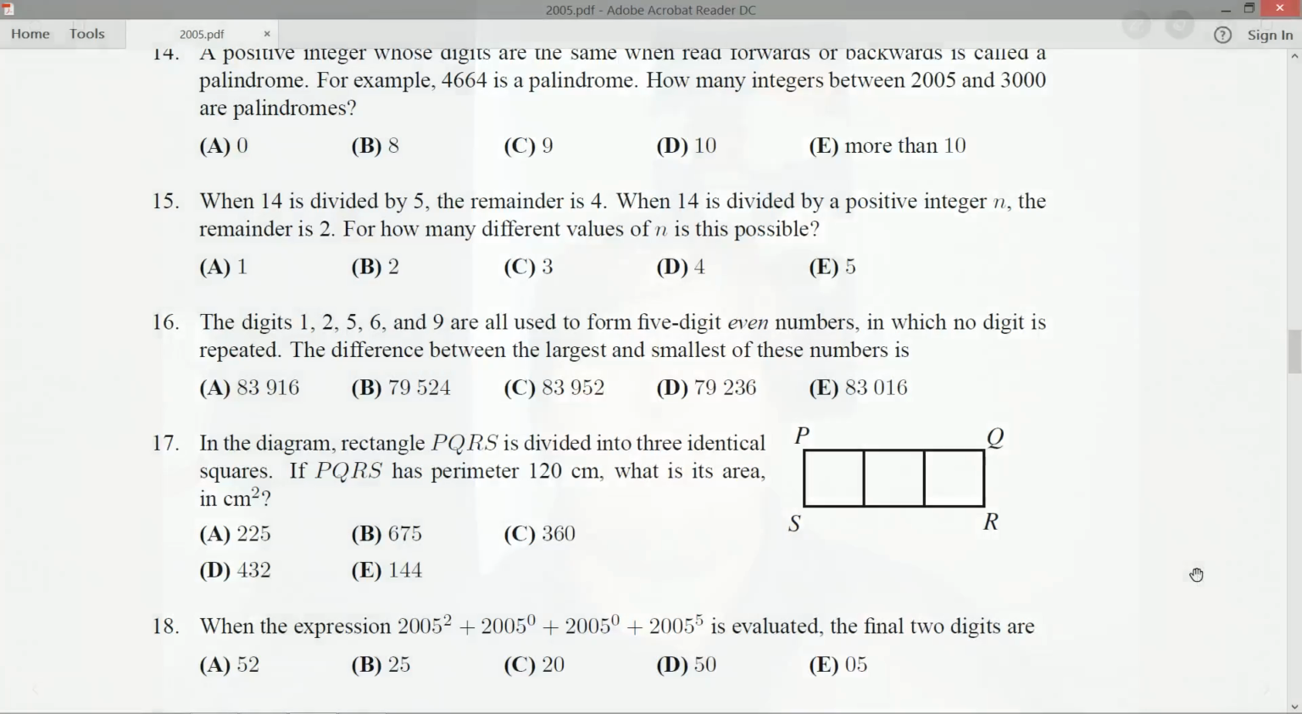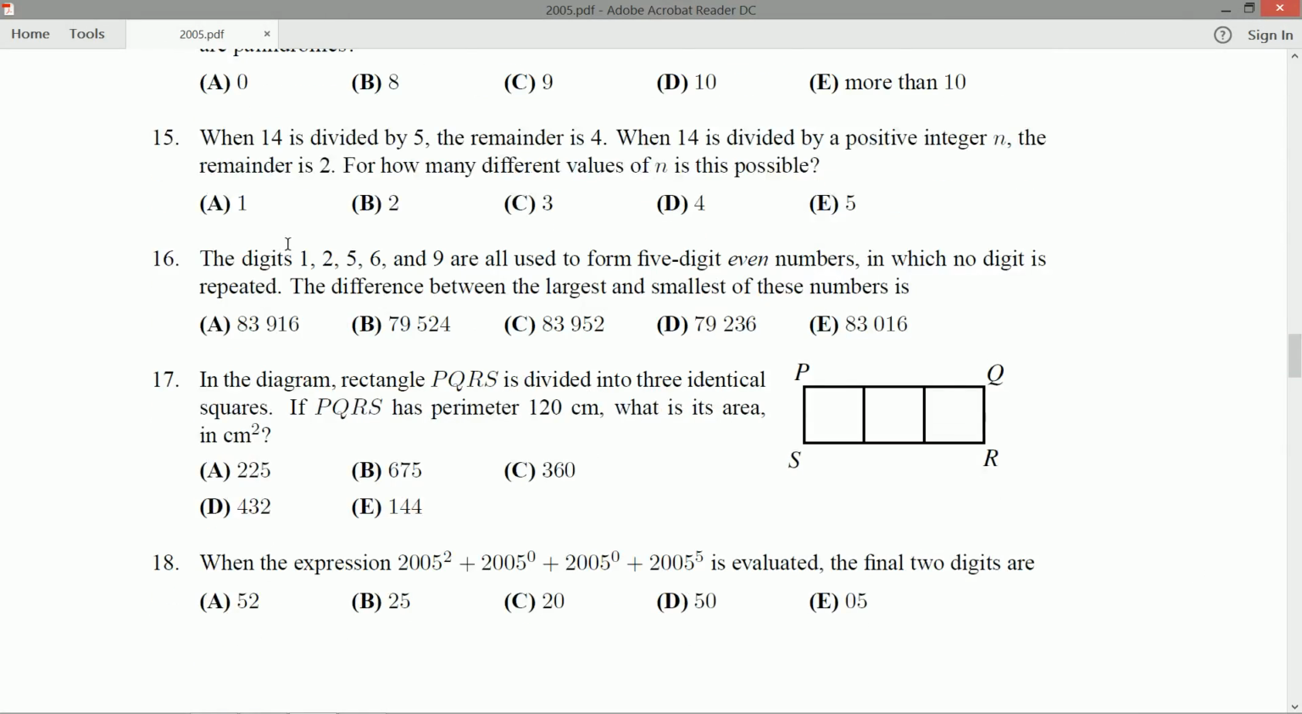So, with that fun advice or public service announcement there, we're done with question 15. We've got question 16 coming up.